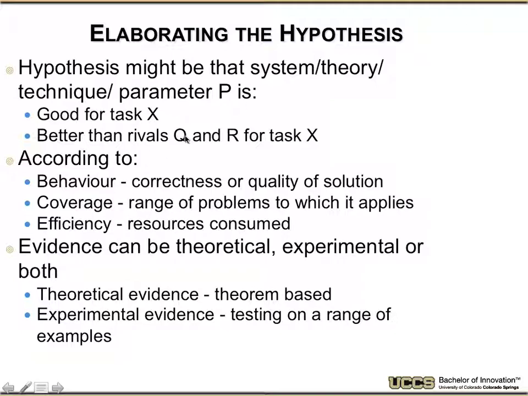So you can do these according to behavior, the correctness, the quality, some level of coverage, what kind of problems does it apply to, some efficiency, resource consumed of any kind. Any of those can be evidence. And the evidence can actually be theoretical, experimental, or both. As I think I mentioned last time, I am actually a big believer in experimental evidence because I can have a theory that doesn't match reality. Experiments are the only thing that match reality, and that depends how good the experiments are.